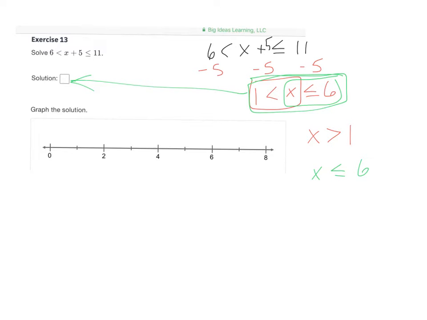And now to graph it, I have an open circle at 1, and the inequality is pointing, it's telling me it's going to go to the right. At 6, I have a closed circle, and judging by the inequality, it's going to the left. So that is everything that's overlapped. The way you would read that is all numbers greater than 1 and less than or equal to 6.